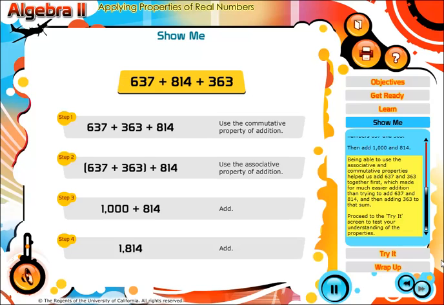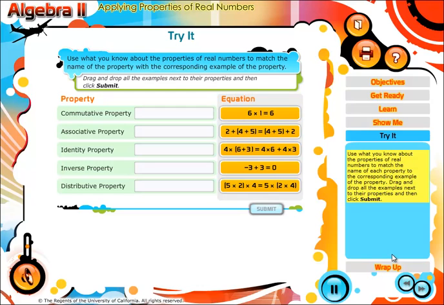Proceed to the Try It screen to test your understanding of the properties. Use what you know about the properties of real numbers to match the name of each property to the corresponding example of the property. Drag and drop all the examples next to their properties, and then click Submit.